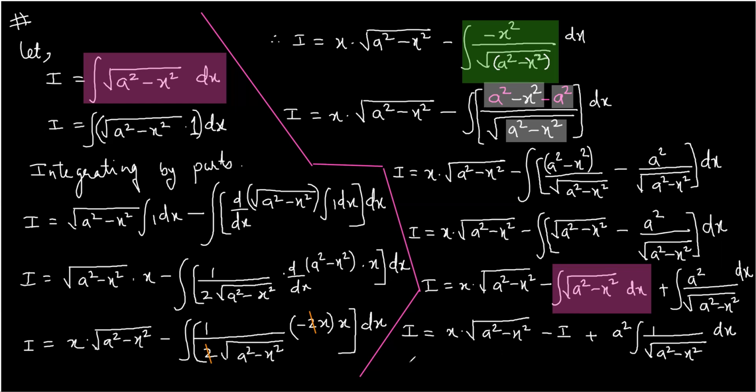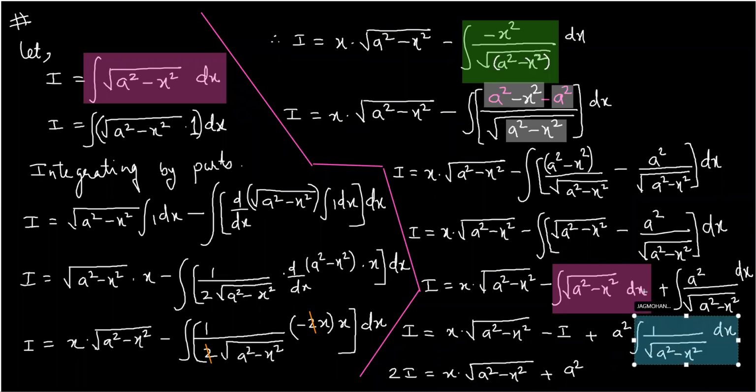So I get here, I equals to x into, I'm sorry, it is not I, it is 2I. I will get here 2I equals to x into square root of a square minus x square plus a square, and here this integral is from set 2 theory. If you remember, this one is from set 2 theory. This is the third result from the set 2.